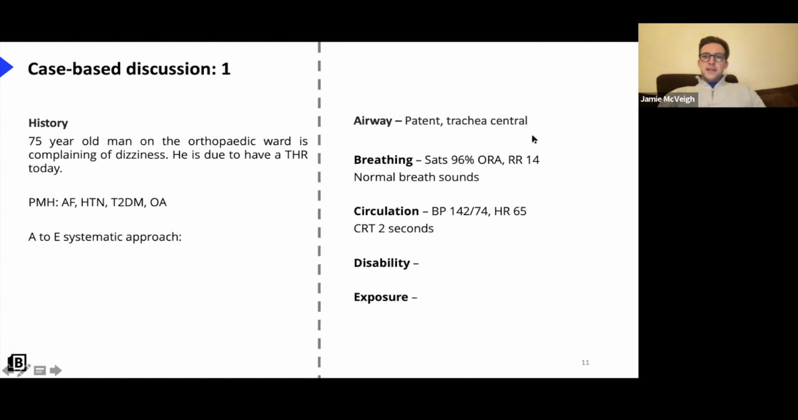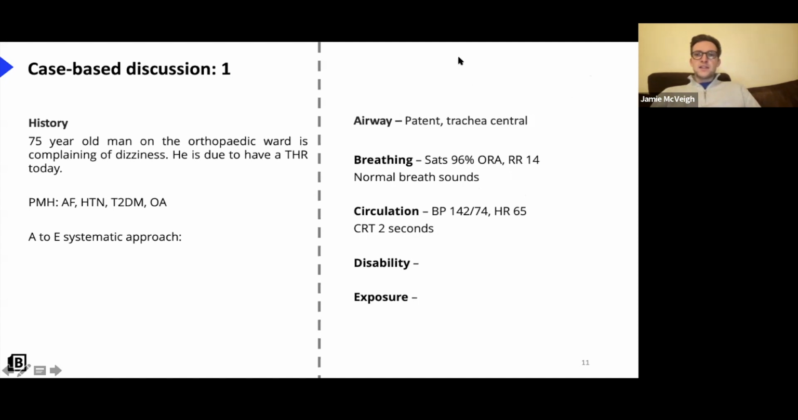So just working through the A to E. Airway is patent and central, so that's not a concern. Breathing, sats appear fine, their resp rate's fine, and they've got normal breath sounds. They don't appear breathless. Circulation, they're hemodynamically stable, cap refill's good, they are warm, well perfused, heart sounds 1 and 2. So ABC we're pretty comfortable with. So I've deliberately left D and E blank.